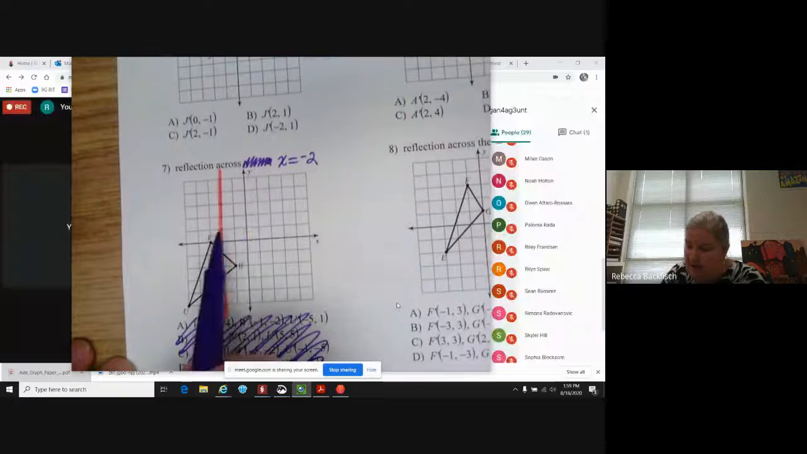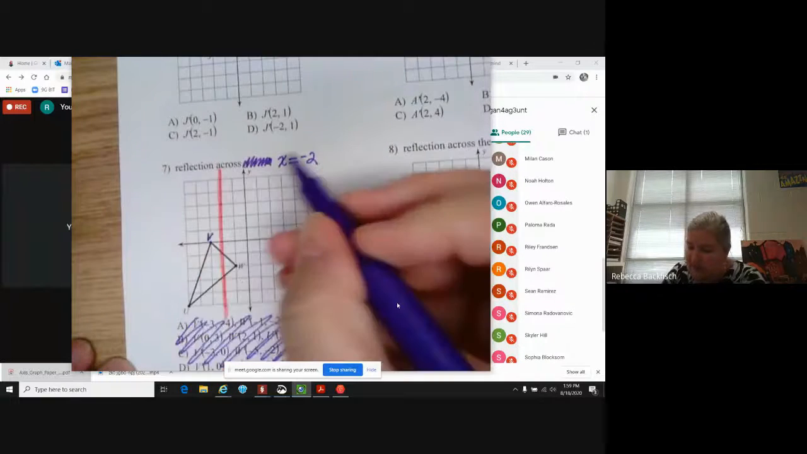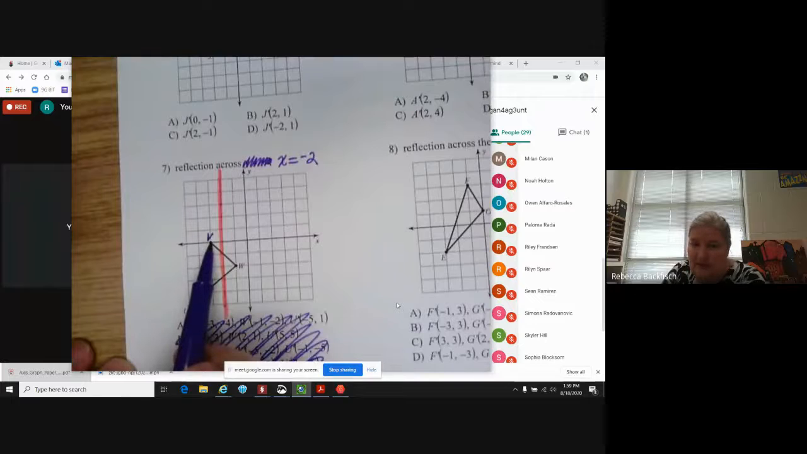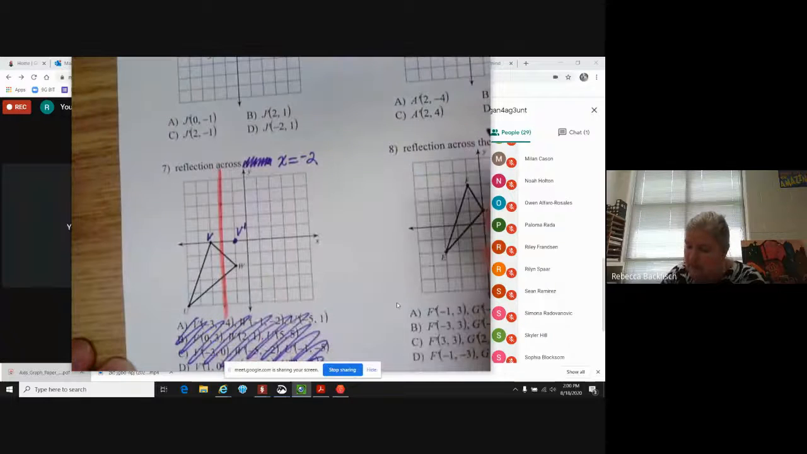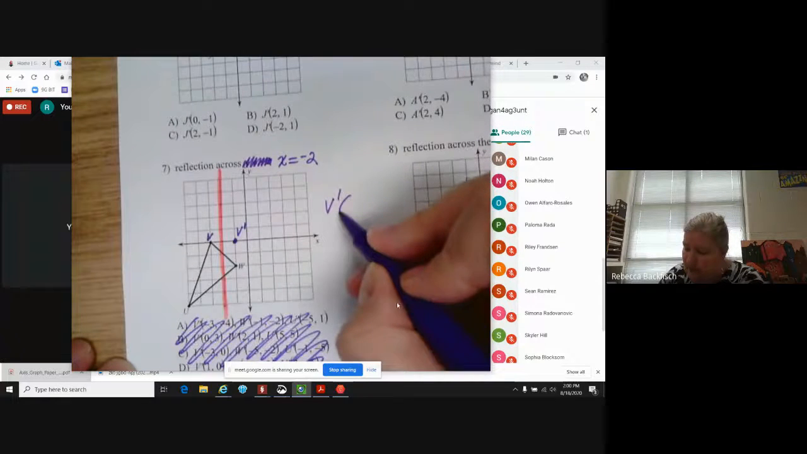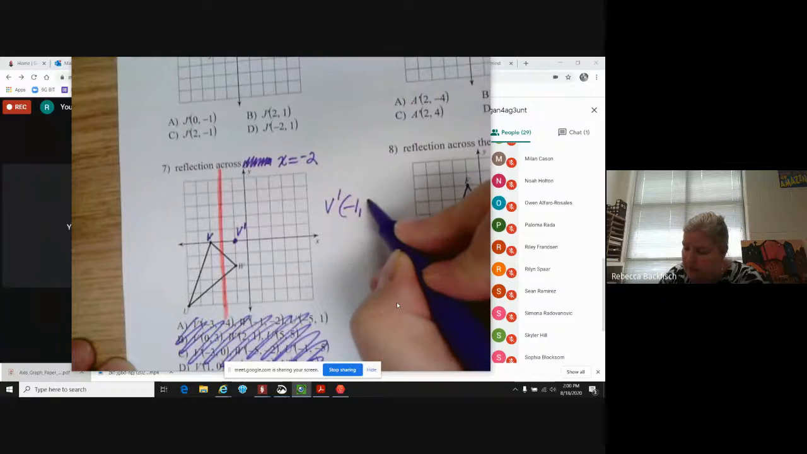Let's look at V. V is 1 unit to the left of the line. So I need to go 1 unit to the right of the line. So here's where V prime will go. V prime, the new V, will be at (-1, 0).